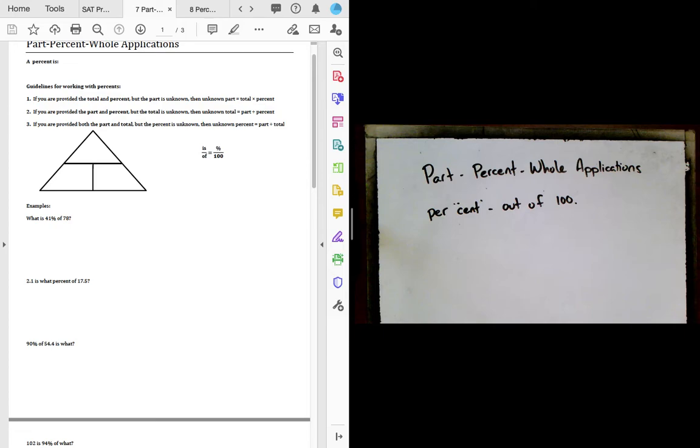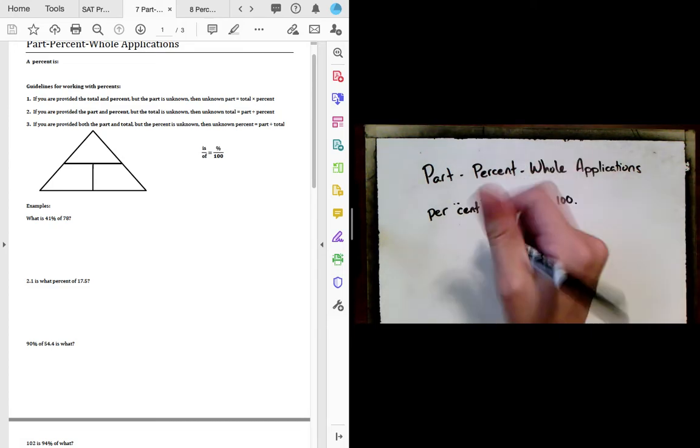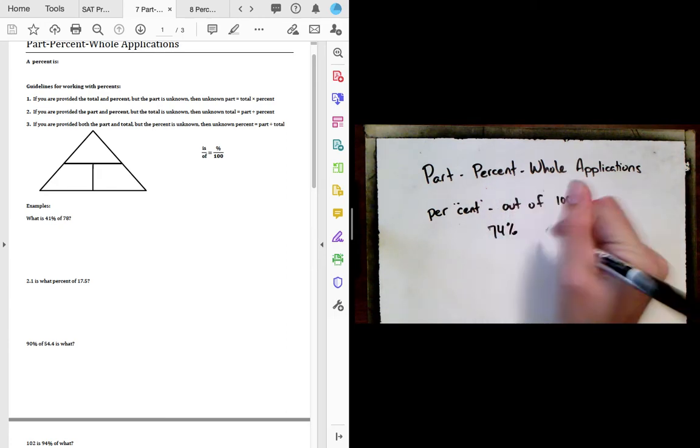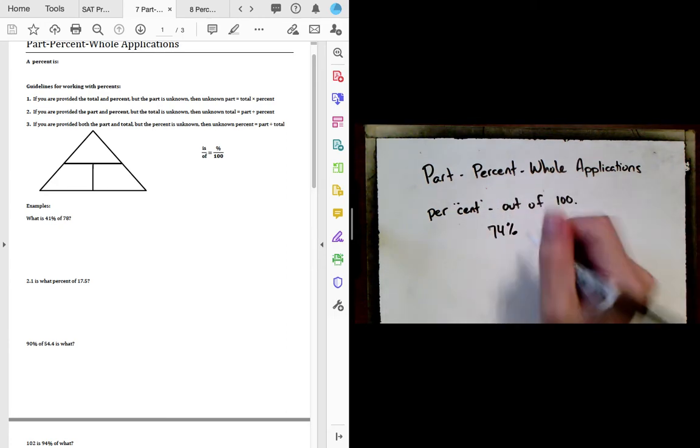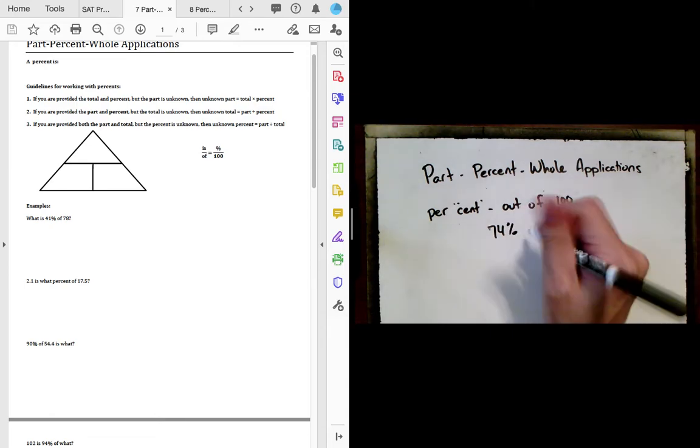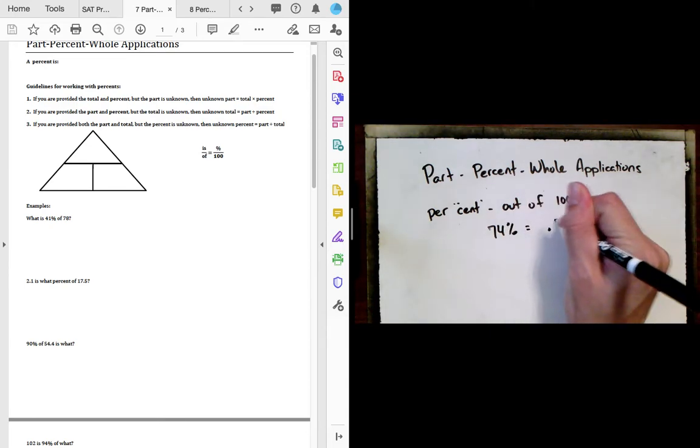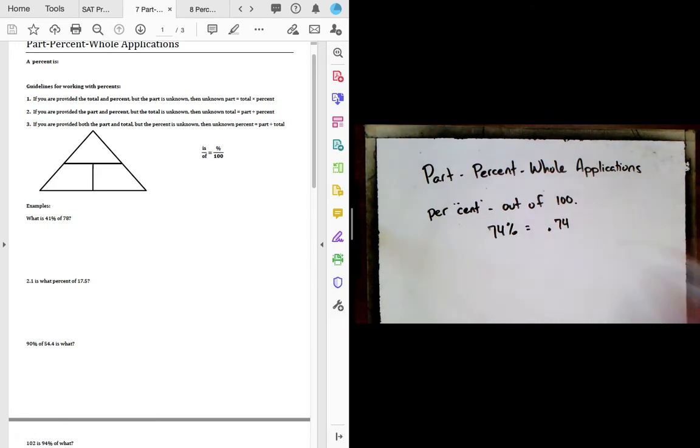Also important to know that when we are writing a percent, it can be expressed as a fraction with the denominator 100, or it can be expressed as a decimal two places to the right. For our purposes, we're going to mostly express percents as decimals. For example, 74%. If we were to divide this number by 100 without the percent there, we would get the value 0.74. And so this is the decimal representation of that percentage. Just important to keep that in mind.